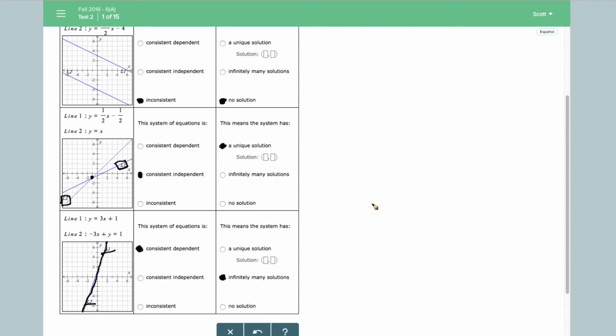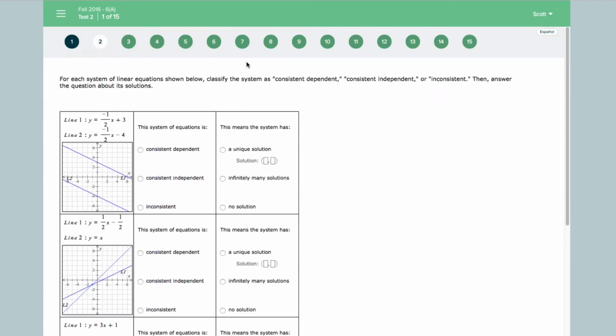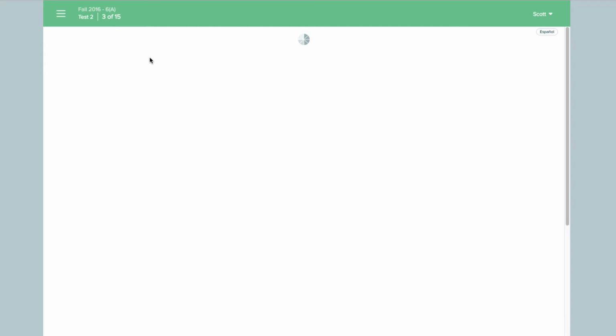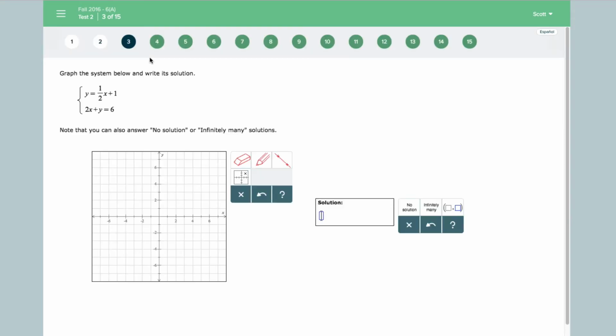But that's how you do number 1 and number 2. So number 2 is the same thing. Number 3, all we need to do in this one is just graph the system. That's our first step right there. Graph the system, and then write its solution. Well, the solution is just wherever the two cross, right? That's the solution.